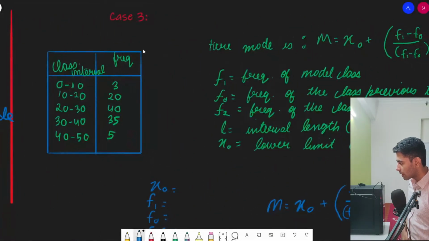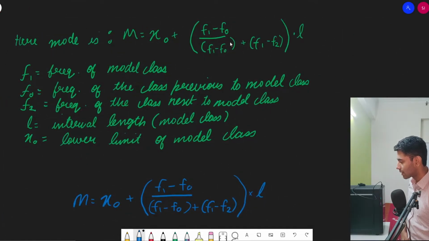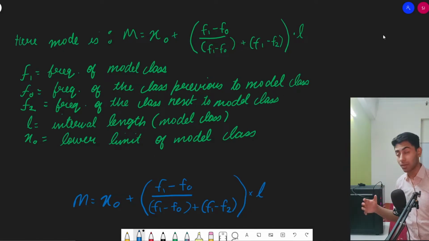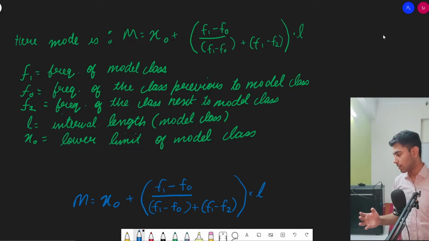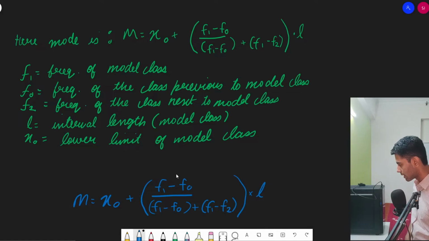Whenever we have case 3, we have this formula, that is mode is equal to x naught plus f1 minus f naught, and so on. It is very boring. And if you are a beginner to math, or you are scared of math, then this particular formula is going to make your life hell. But don't worry, the formula is very intuitive, and once you understand the idea, it is going to be much easier to remember. So let us see that.